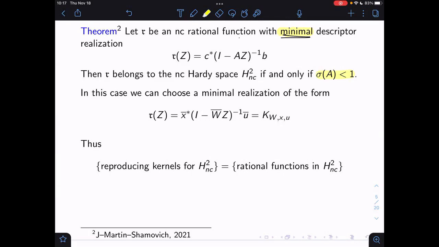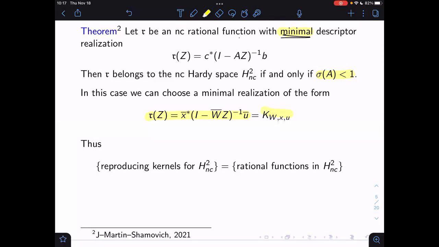And then if you combine that with Popescu's Rota-Strang theorem, which I also mentioned, that means you can, by a similarity, move the A over to a W bar for a row contraction. And that means that since the minimal realization, I mean, again, I can move it by a similarity, it's still a minimal realization. Since A will be similar to a row contraction, what that means is I can change the basis and re-express my rational function in this form. Well, W is a point in the row ball. In other words, it's a kernel.